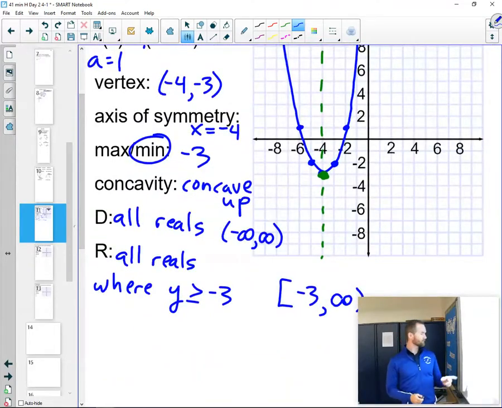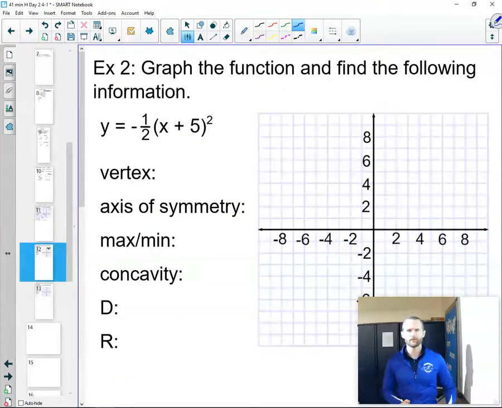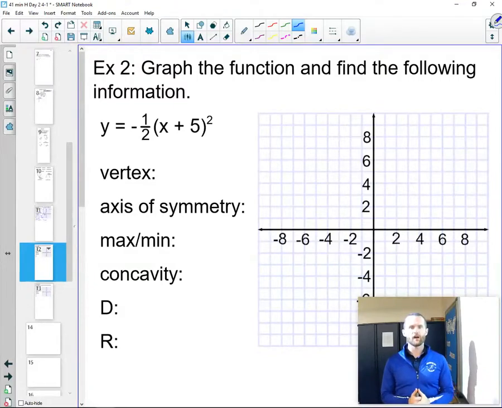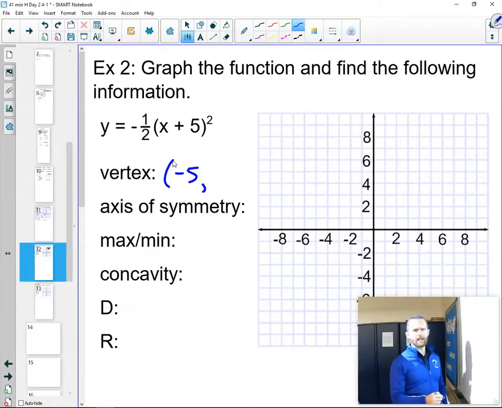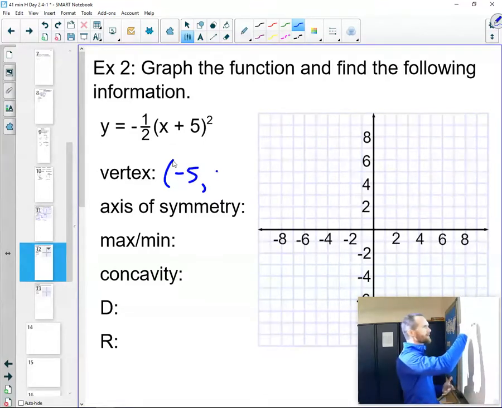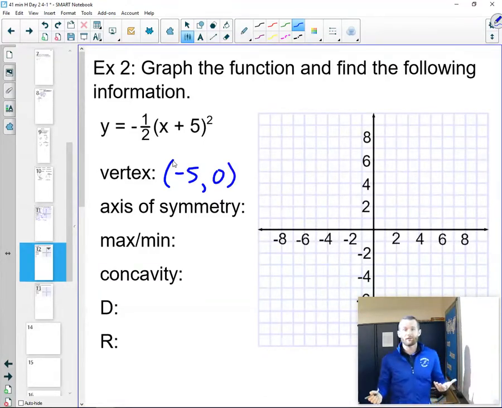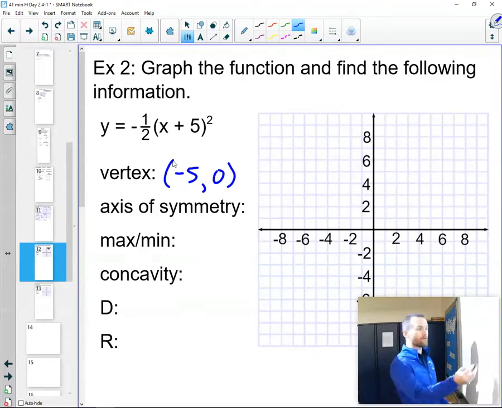Let's do 2 more. So here's example 2. We've got to graph the function and find the following information. Same directions as last time. We're going to run through this hopefully a little quickly. So let's see. The vertex h and k. The h value is -5. There's no k value, which throws some students off sometimes, but that just means the k is 0. There's a k value of 0. So -5, 0 is going to be right there.